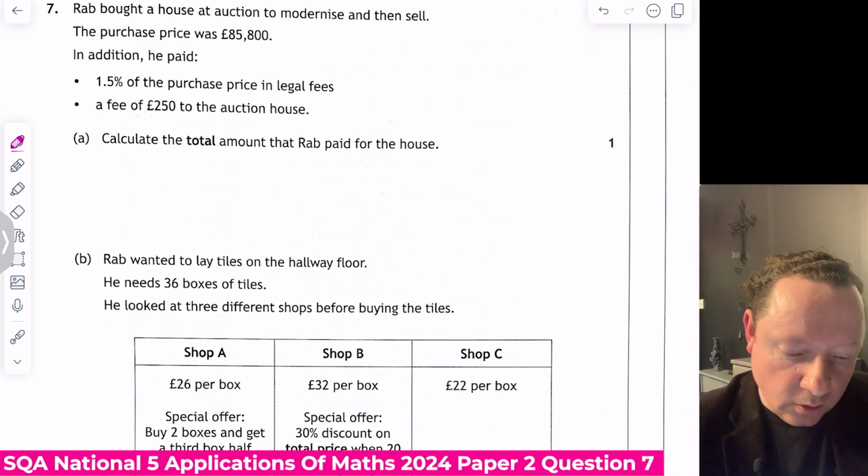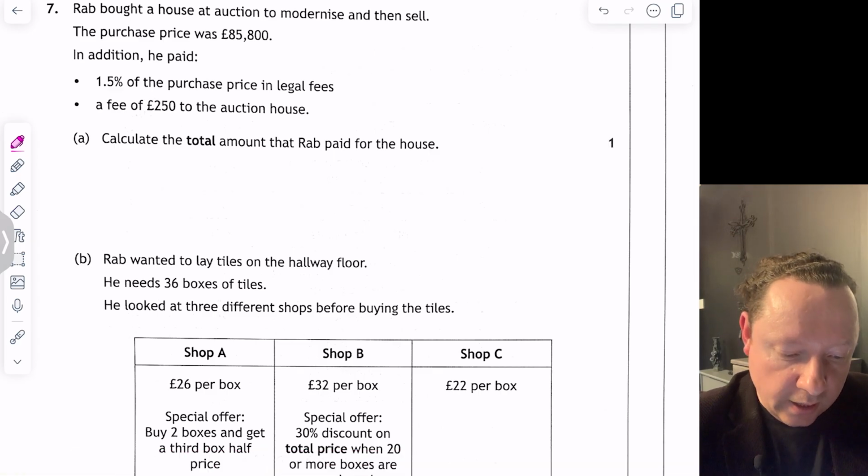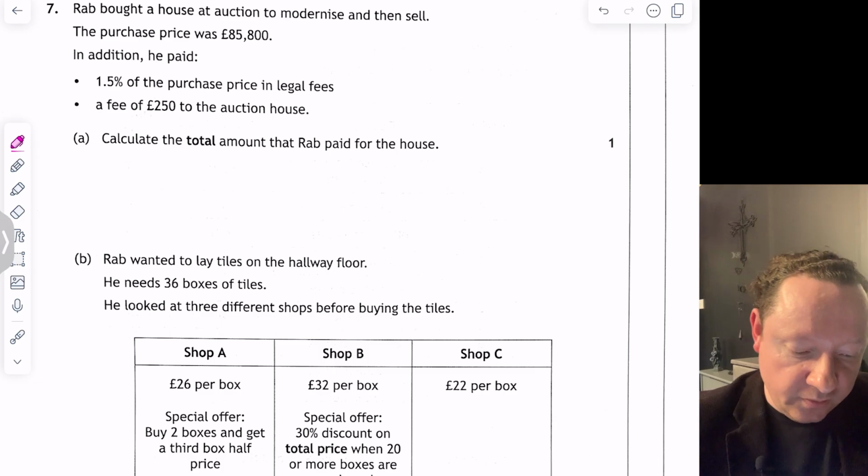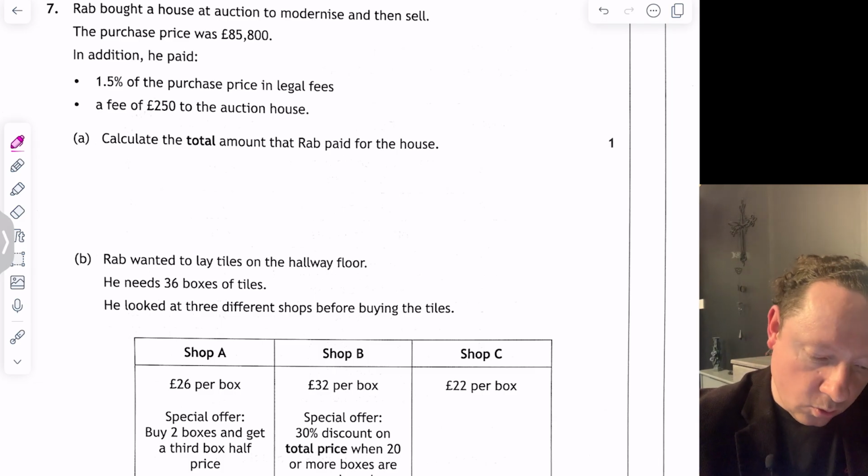Grade National 5 Application of Maths 2024, Paper 2, Question 7. Rab bought a house at auction to modernise then sell. The purchase price was 85,800, and in addition he paid 1.5% of the purchase fee and £250. So what is the total he paid?